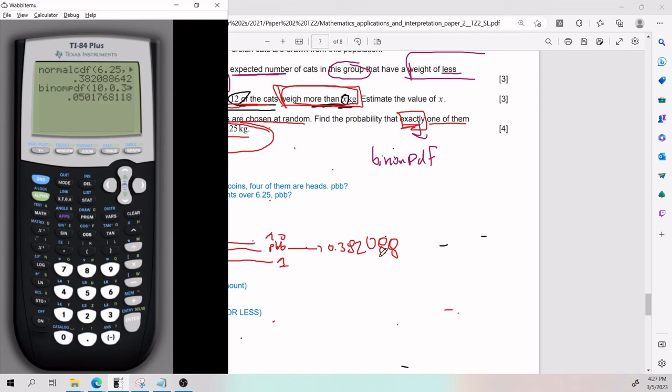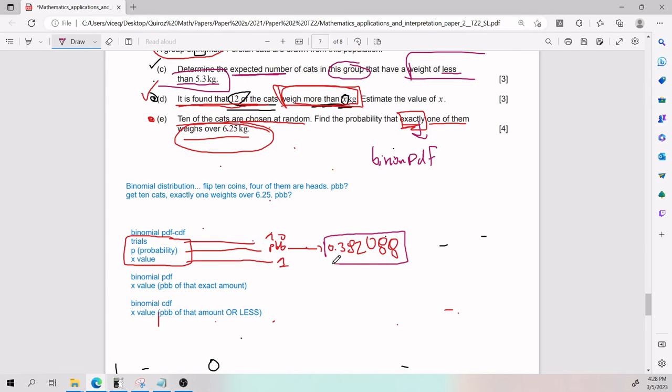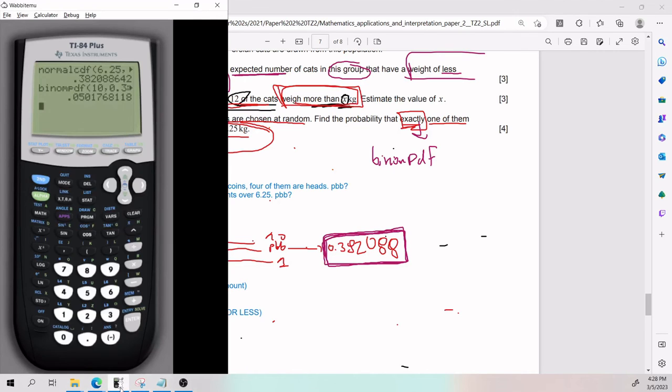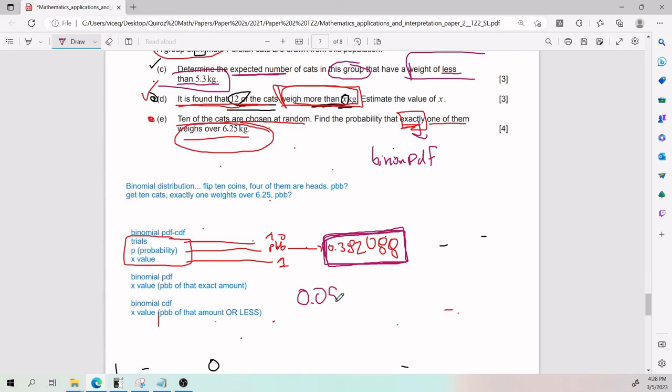We get this, see? Which actually makes sense because if 38% of all your cats weigh more than 6.25 and you pick 10 of them, getting only one of them that weighs that amount would be unlikely, see? And in this case, we did get an unlikely number.